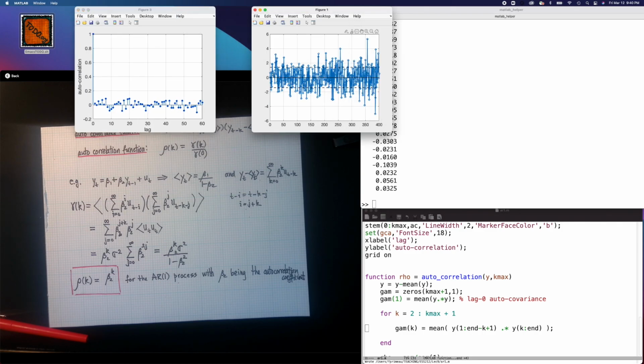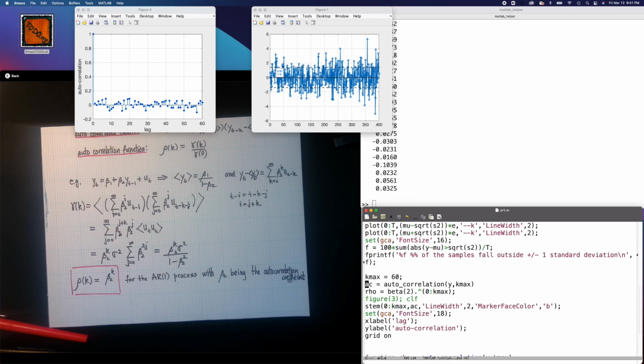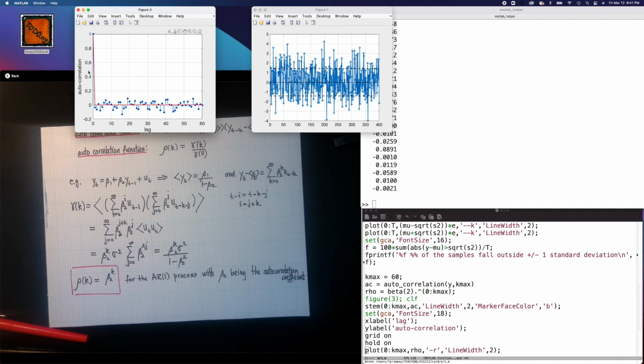Alright, so this time series is just random noise, no correlations. And if we look at the autocorrelation function, we have correlation of 1 at lag 0 as expected. And then after that, it just bounces around very small values. Let's add in the plot of the theoretical value. Alright, and the theoretical value just goes to 0. So these are just due to the fact that we have a finite sample. That's why they're not exactly 0.